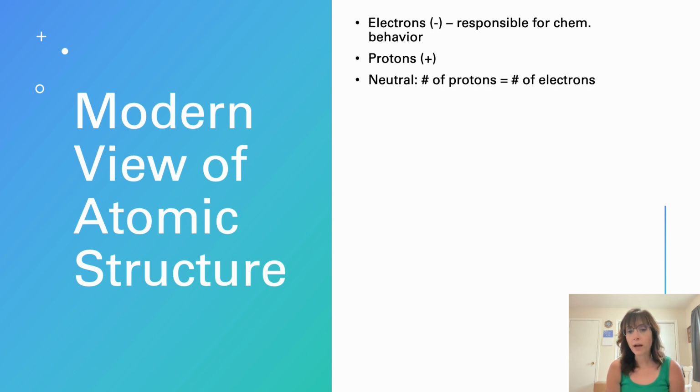In order for an atom to be neutral, the number of protons needs to equal the number of electrons. And this should make sense to you. In order to be neutral, you don't want there to be a charge. So the number of positives needs to equal the number of negatives.